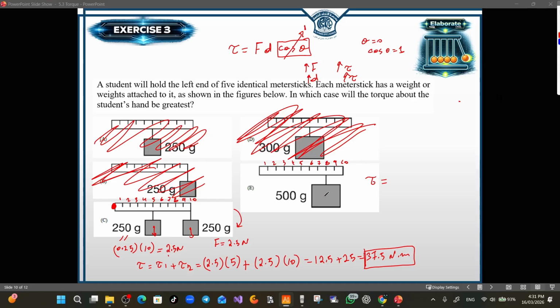Now, the force acting here is 0.5 times 10, because the type of this force is the force of gravity, and we know how to calculate the force of gravity. It's mass times gravity. Mass is 0.5 times 10, and the answer is 5 Newton. So the force is 5. And the distance, I'm assuming I'm using meters, is 8. So the final answer is 40 Newton meter. As a result, since the tau produced by this force is greater than the tau produced by these two forces, the correct answer would be E.